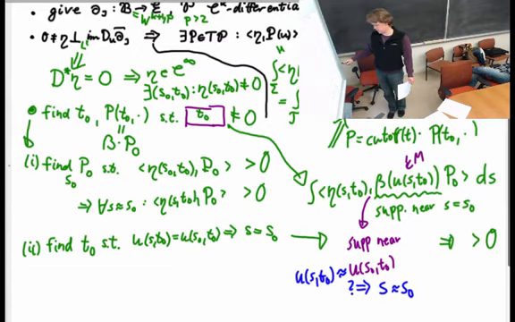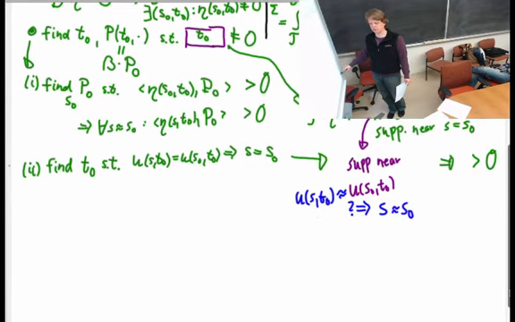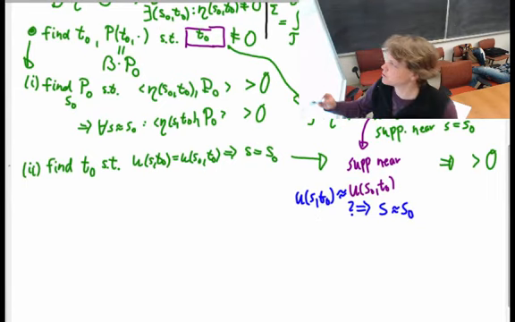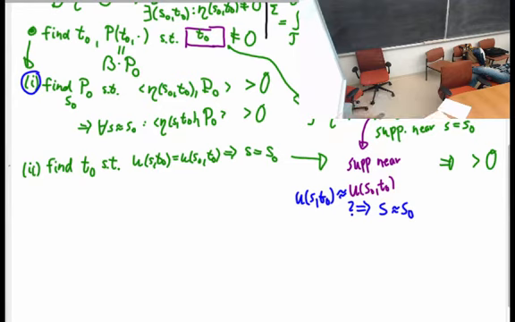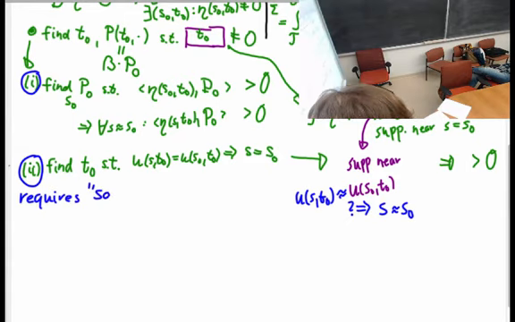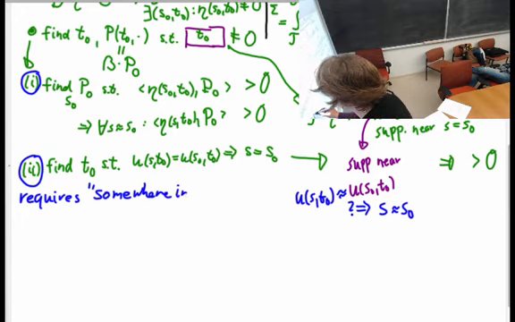So the note is that somehow the hard part, well, there are two hard parts here: finding this P0 and finding that somewhere injectivity, which make the requirement of somewhere injectivity a little stronger.